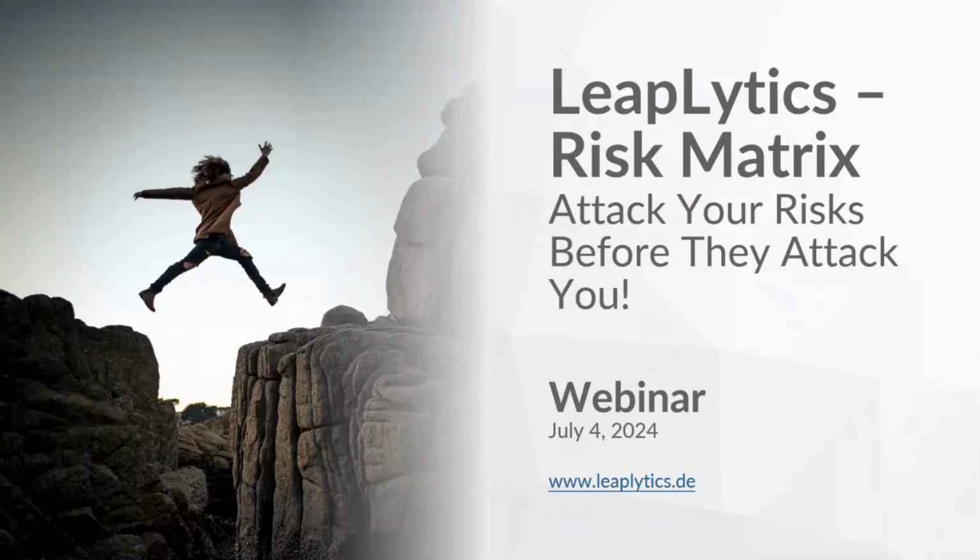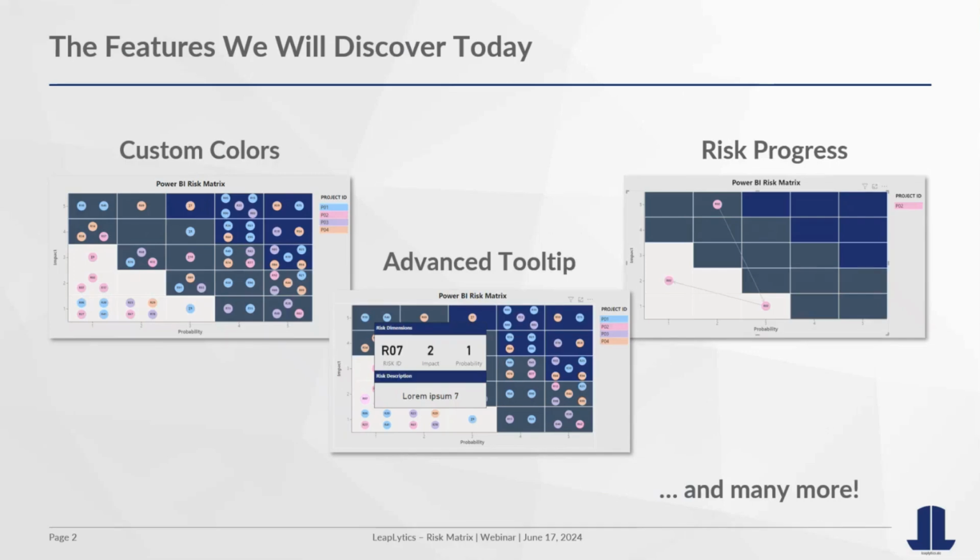And today we will discuss the main features, and afterwards we'll show you a bit how to set the risk matrix up to your basic needs. What we will discover today are our core features. The first one you will see here is our custom colors, which are super valuable to tailor the risk matrix completely to your needs.